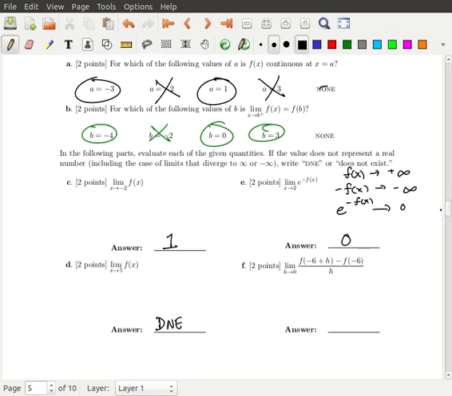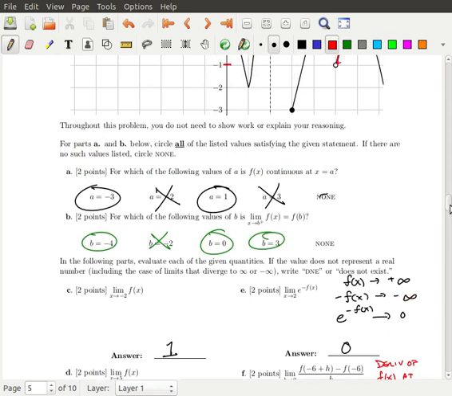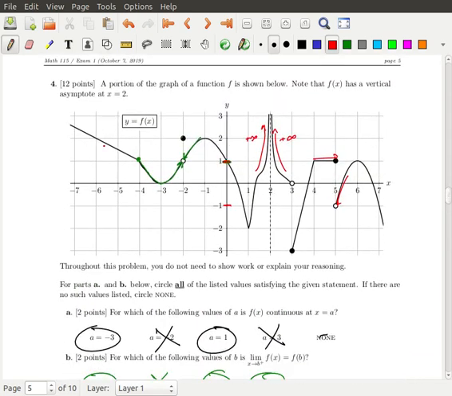Last one, limit as h goes to 0 of f of negative 6 plus h minus f of negative 6 over h. The key idea in this limit, and they love throwing in limits like this, is that this is a limit definition of the derivative. This is the limit definition of the derivative of f of x at x equals negative 6, because of this negative 6 in here. So we'll go look at negative 6. We're going to ask what's the value of the derivative, which is just the slope of this line. And that slope is negative 1/2.